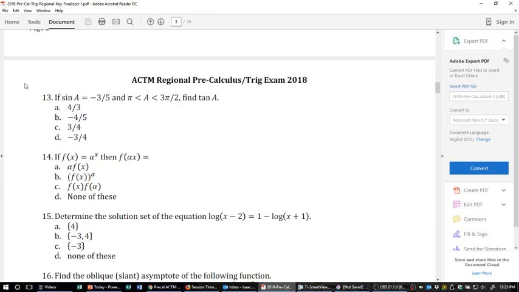Number 13 gives us a couple requirements. Sine of A has to be this, angle A has to be between those two values, and with that information we should be able to find tangent of A.